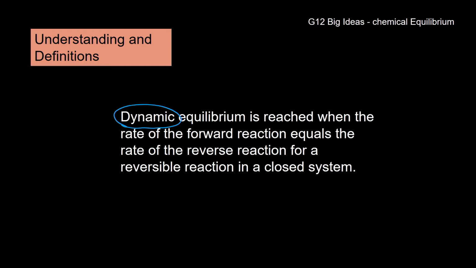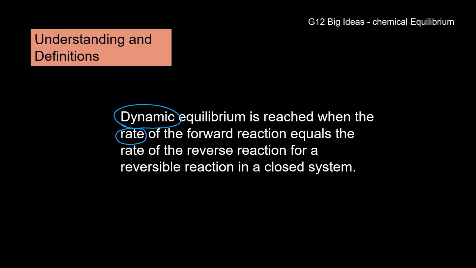It is reached when the rate, so we're talking about rate again, and rate is time. It's how fast something is happening, so it is per unit time. The rate of the forward reaction equals the rate of the reverse reaction. This has to be a reversible reaction, as we've spoken about, so you have to put in that word. It doesn't happen for a reaction that goes to completion and stops. And then it has to be in a closed system. Learn that. It is really important.